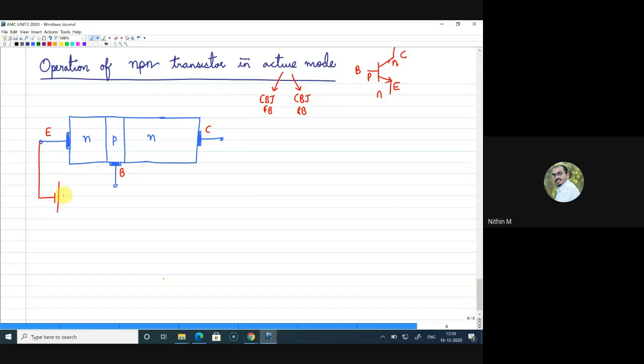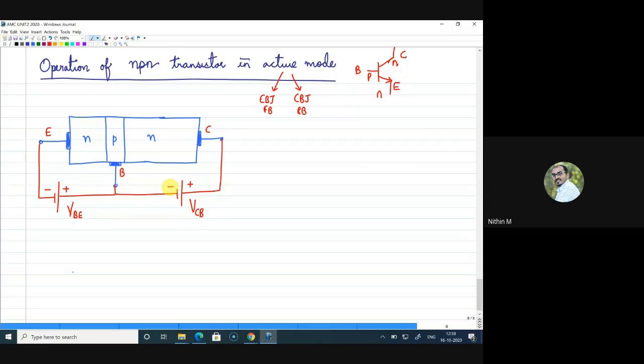Since the emitter is N, I'll be connecting a battery in this form, and I'll name this voltage VBE because the base is positive with respect to the emitter, so that PN junction will be forward biased. Similarly, to make the collector-base junction reverse biased, I have to connect negative to base and positive to collector, and I'll call this VCB because the collector is positive with respect to the base. So this is plus minus, this is plus minus.